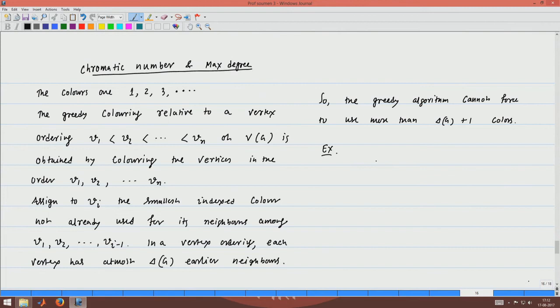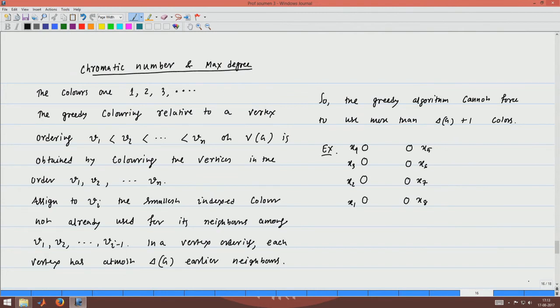So I consider a bipartite graph, say this one. You have 4 vertices in the left side and 4 vertices on the right side, and I call them or label them x1, x2, x3, x4, x5, x6, x7, x8.